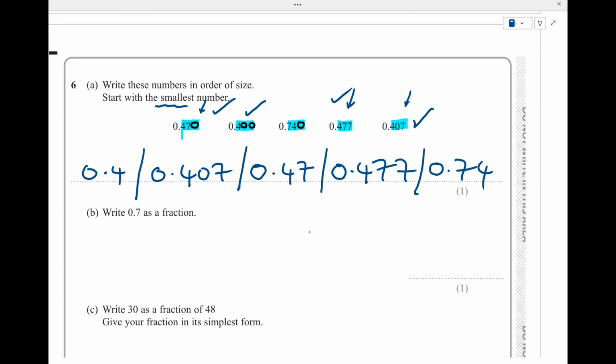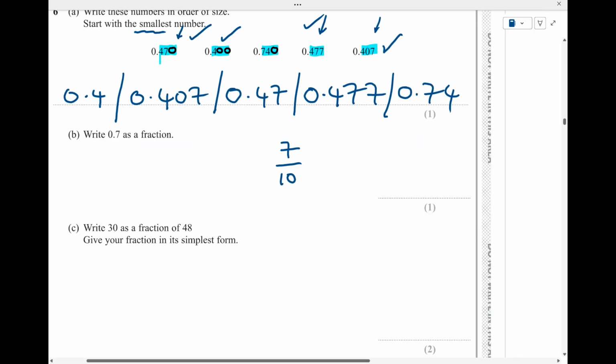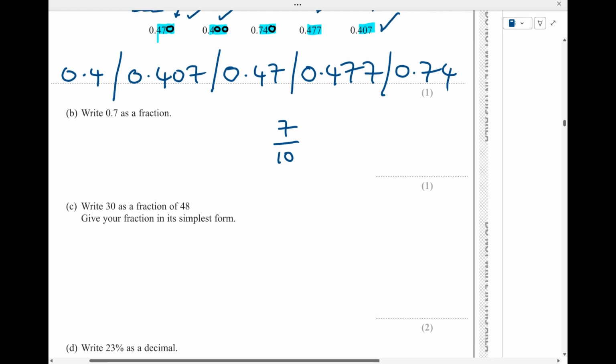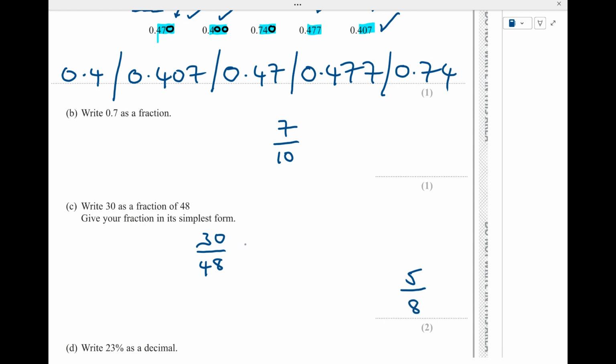Write 0.7 as a fraction. 7/10. Write 30 as a fraction of 48. Okay, 30 out of 48. Give your fraction in its simplest form. Well, you could use your calculator for this. Put 30 over 48 in your calculator and press equals, and it will cancel it down for you. Or you could have divided top and bottom by 6.